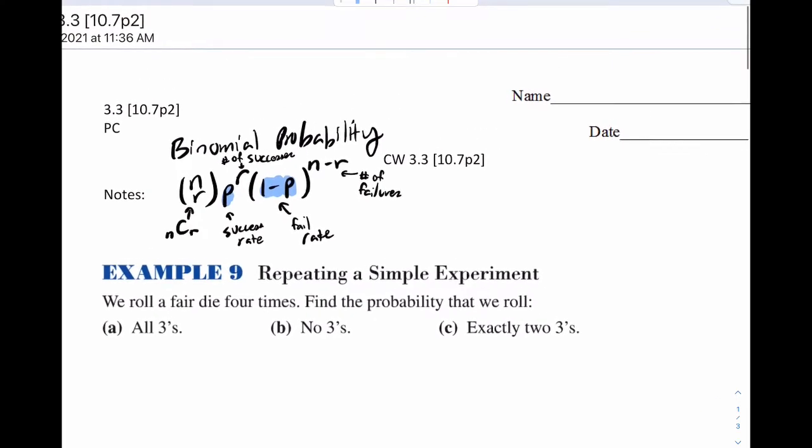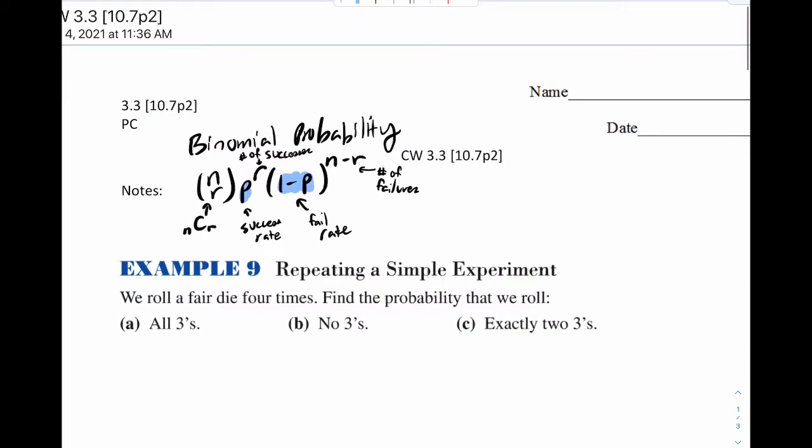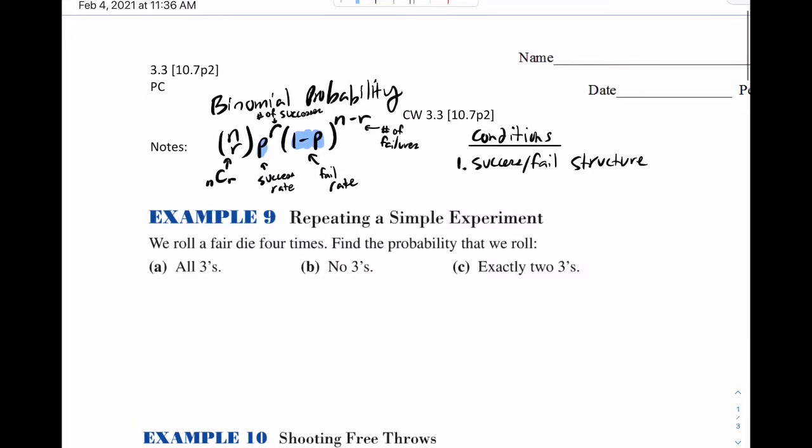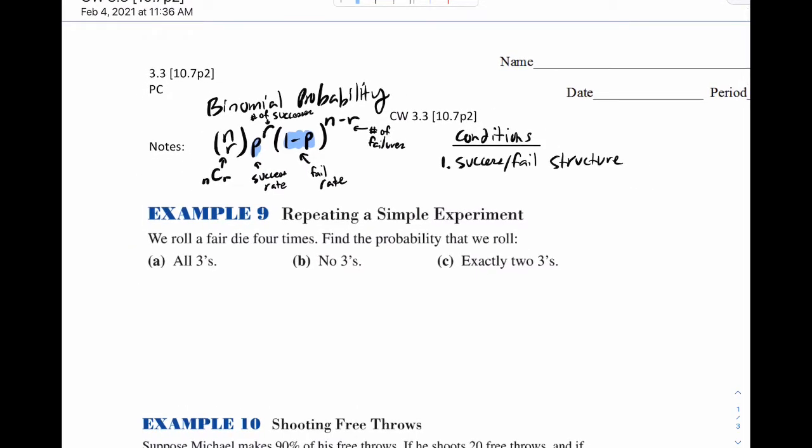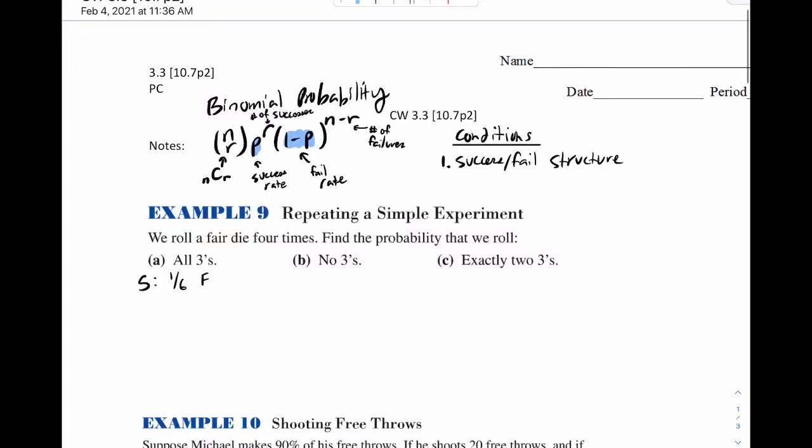So to show this, we're going to talk about why this is a binomial probability question. And there are a couple conditions that have to be satisfied. The first condition is that you need a success-fail structure, meaning only 2 outcomes are possible. You have a success and a fail. So in example 9, we can see for letter A, the success would be getting a 3. And if it's a fair die, that means you have a 1 in 6 chance of getting a 3, which means your failure rate is the other 5/6. Notice how these both will add to 1. So that has to happen.